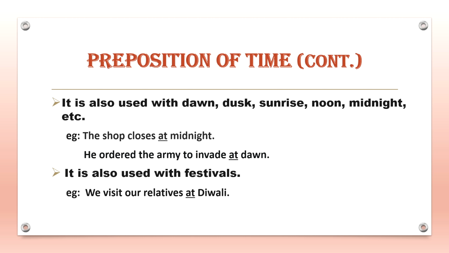Now next, it is also used with dawn, dusk, sunrise, noon, midnight, etc. So, noon is exact 12 o'clock during the daytime and midnight is again exact 12 o'clock during the night time. Fine. So, for example, the shop closes at midnight. He ordered the army to invade at dawn. Now, at is also used with festivals. For example, we visit our relatives at Diwali.